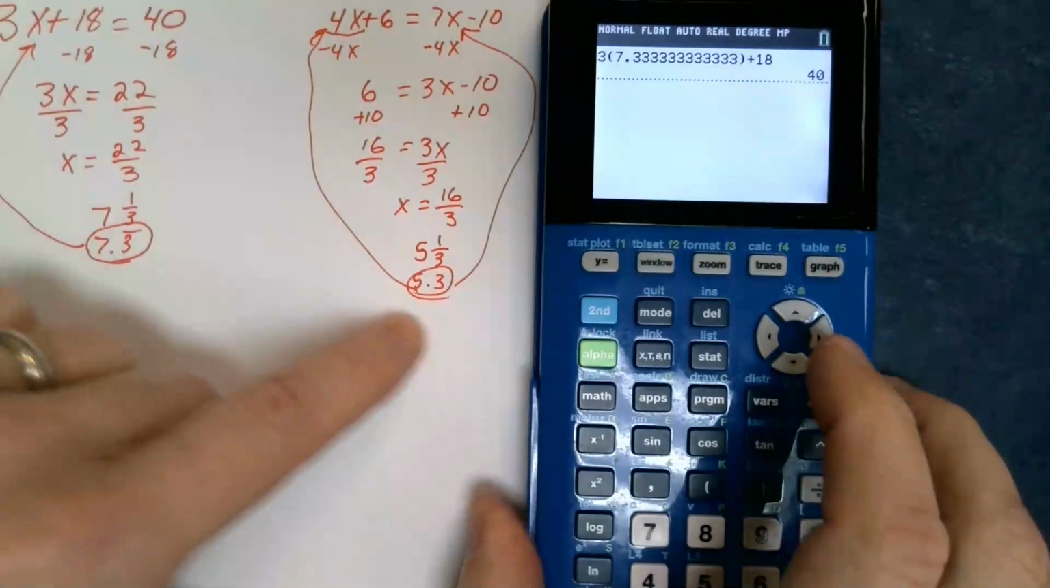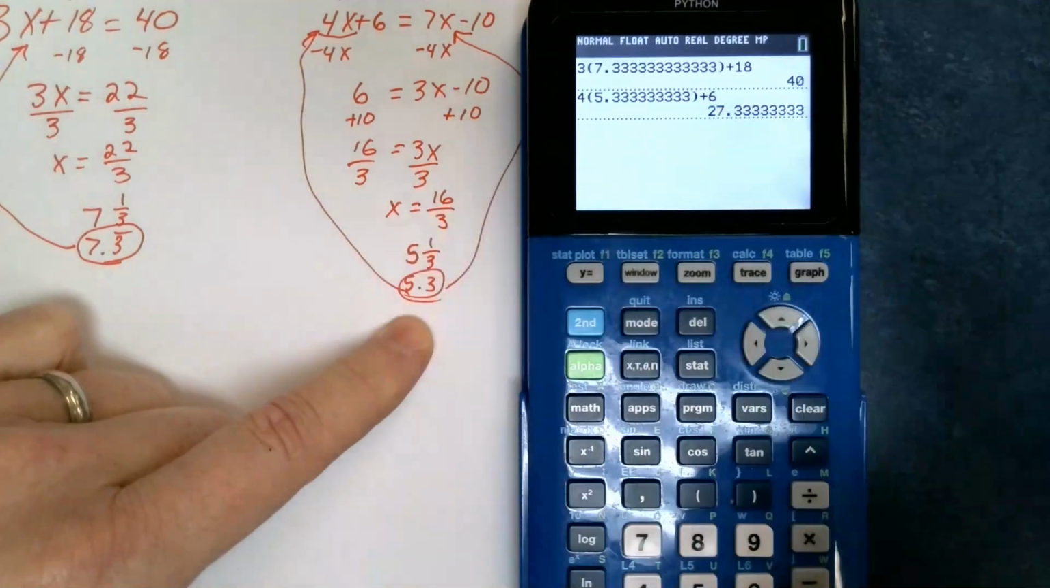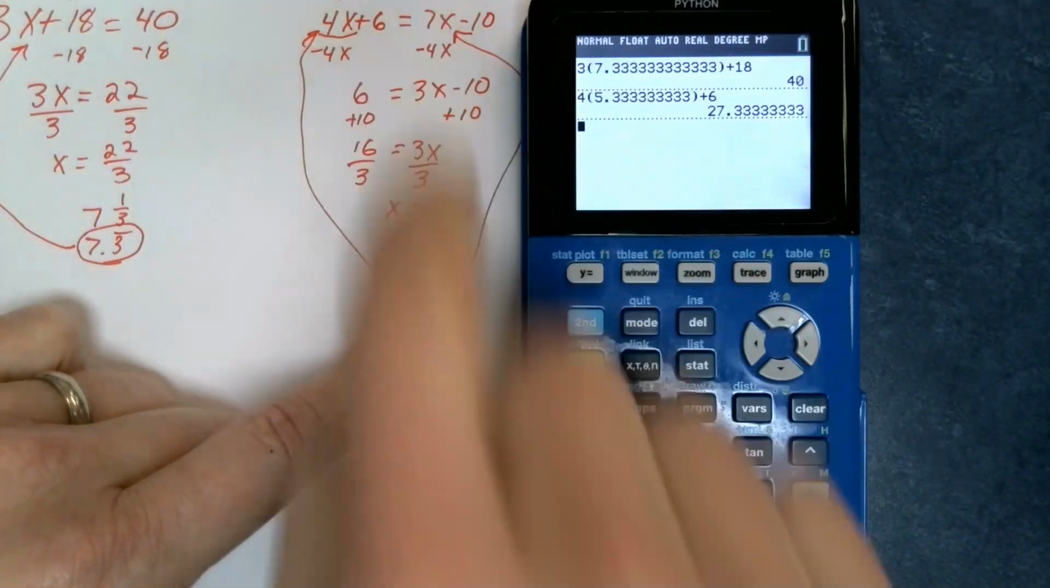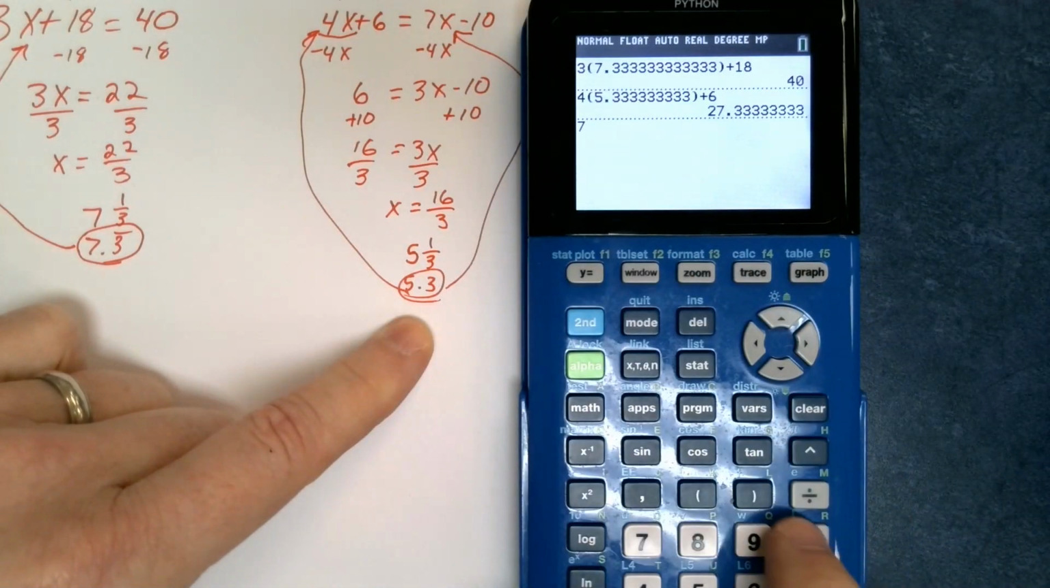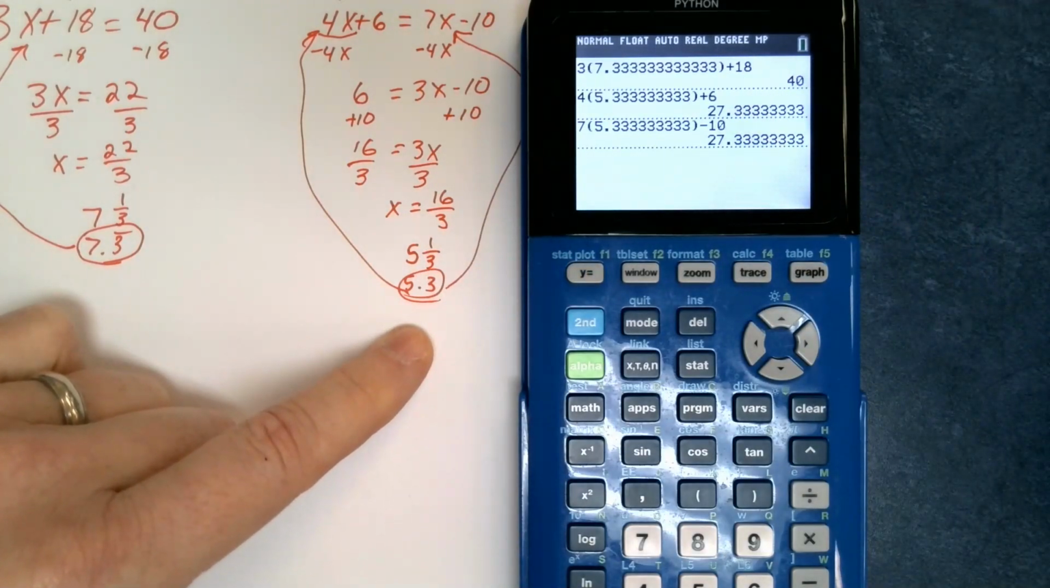Over here, I can do it this way. So 4 parentheses 5.33333333, enter, plus 6. That's 27 1/3, and it's supposed to equal the same thing on this side. So I do 7 parentheses 5.33333333, parentheses minus 10. You can see they're both the same thing. So I know that I've done it correctly.